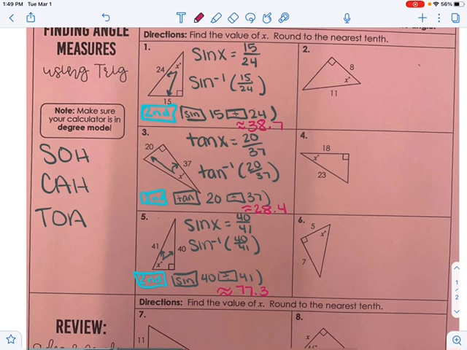Again, you really just have to establish, is it sine, cosine, or tangent, based on if you have the opposite, the hypotenuse, the adjacent, things like that. And then I wrote out that process of how you type it into the calculator.